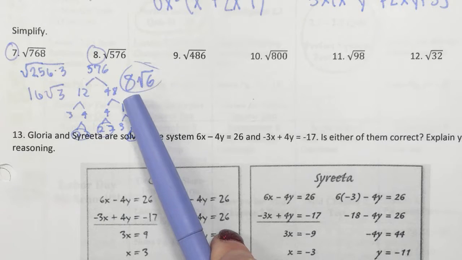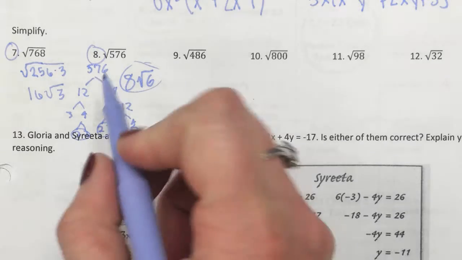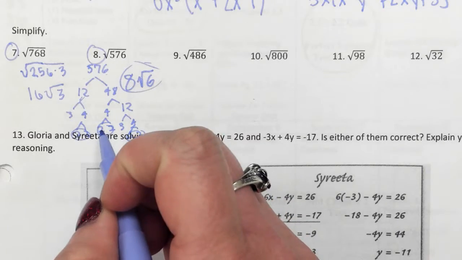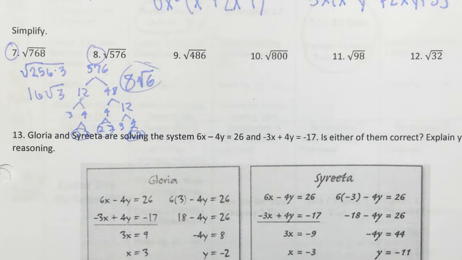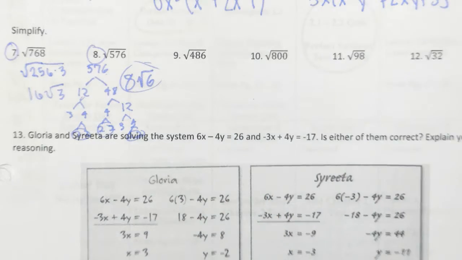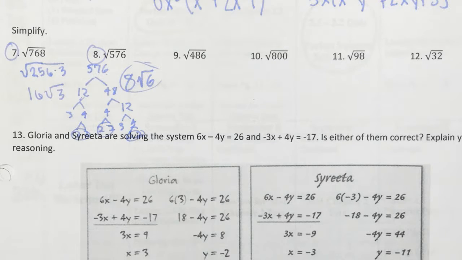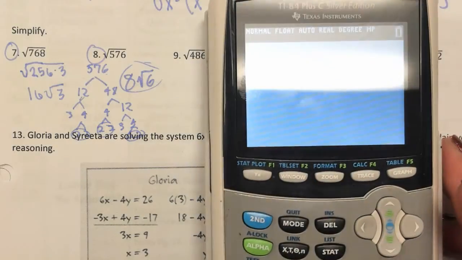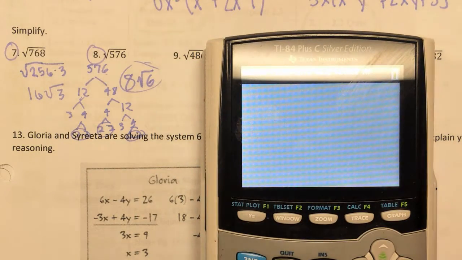We need to go over this one? Yeah, we need to go over that one. All right, so she did the tree diagram, which is okay. That's fine. So 576. What was the biggest perfect square that divides into 576? 24 is not a perfect square. 25 is a perfect square.